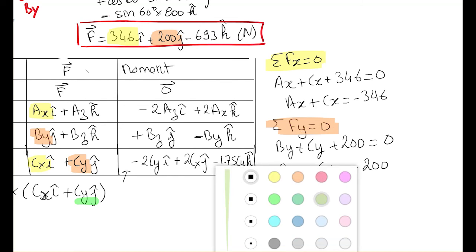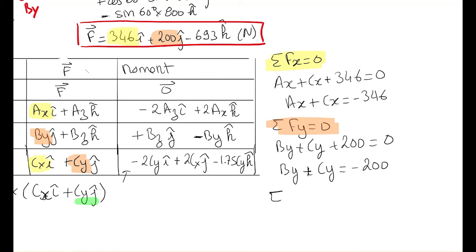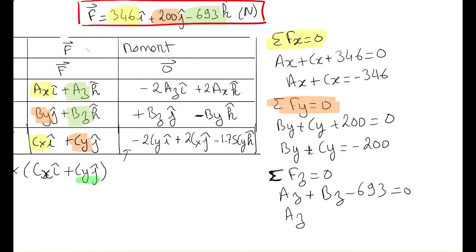Let's do K. Oops, should be here. Sorry, I forgot to write. Sometimes I have some French words. Sum of the forces on Z is equal to 0. So on Z, we have this one with a minus in front. We have AZ and we have BZ. So we have AZ plus BZ minus 693 is equal to 0. So AZ plus BZ is equal to 693. That was Z.